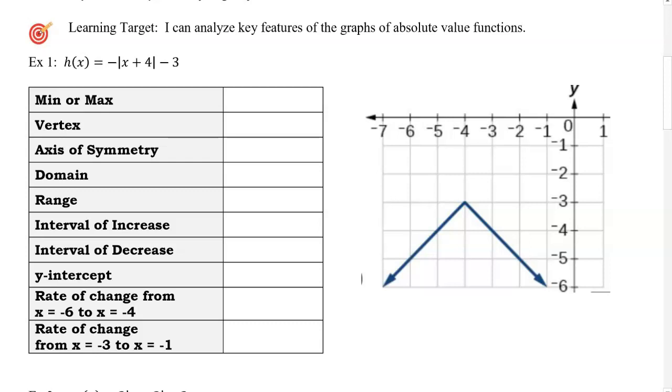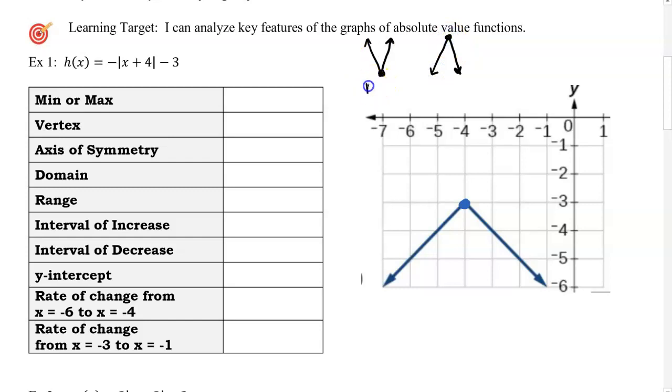The first is whether or not the vertex is a minimum or a maximum. So when we're looking at this graph, the vertex here is the top or the bottom of the V shape, depending on which way your function is opening. So if we have an absolute value graph that opens this way, our vertex is at the bottom. And here the vertex is at the top.